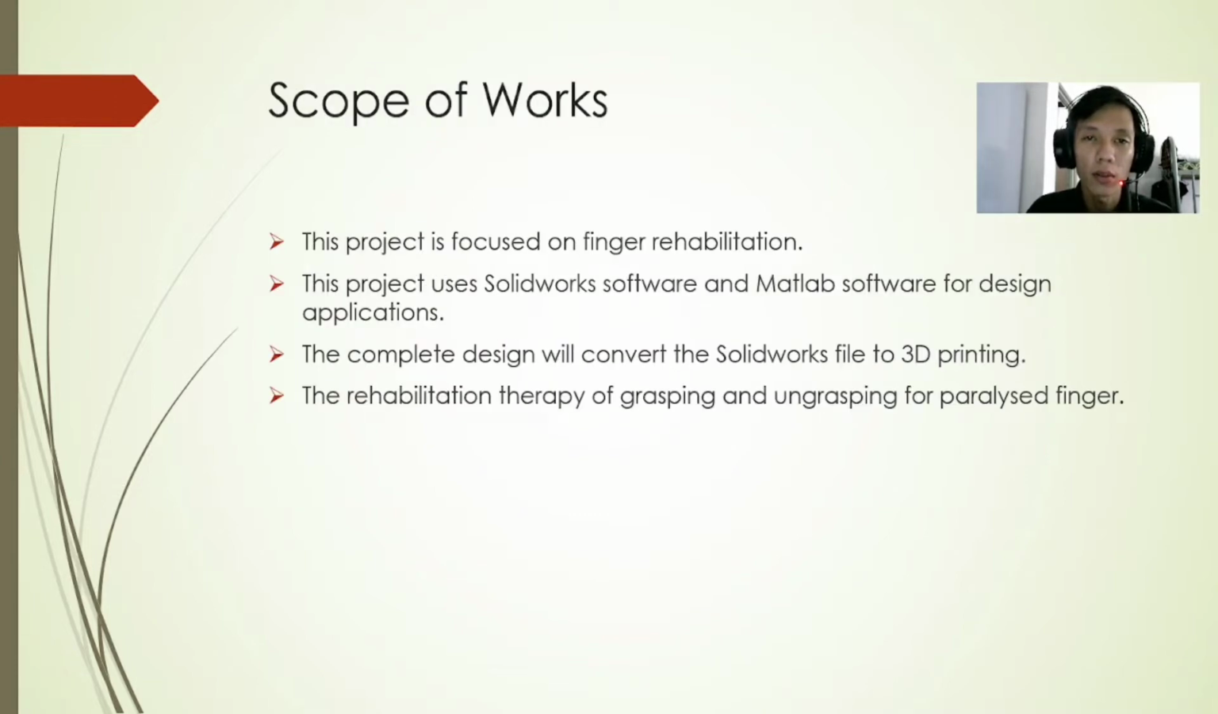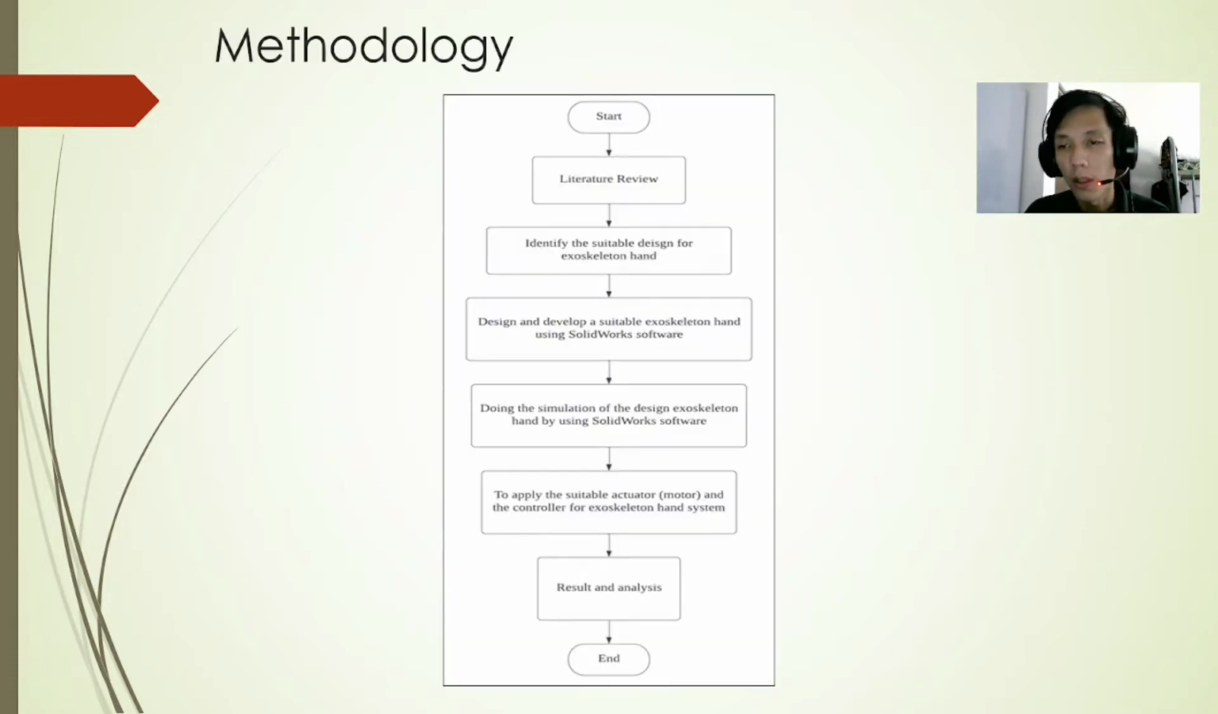Next is my scope of work. This project is focused on finger rehabilitation, and it uses SolidWorks software and MATLAB for design and application. The complete design will convert the SolidWorks file to 3D printing. Last is the rehabilitation therapy of grasping and ungrasping for the paralyzed finger.